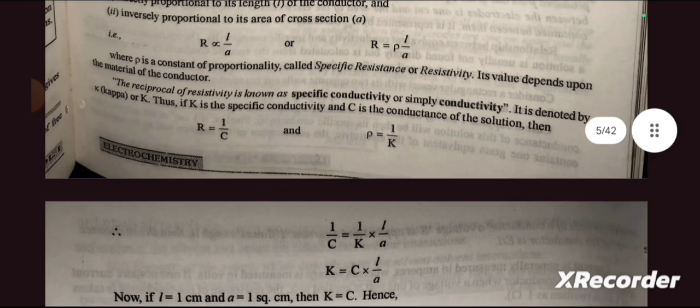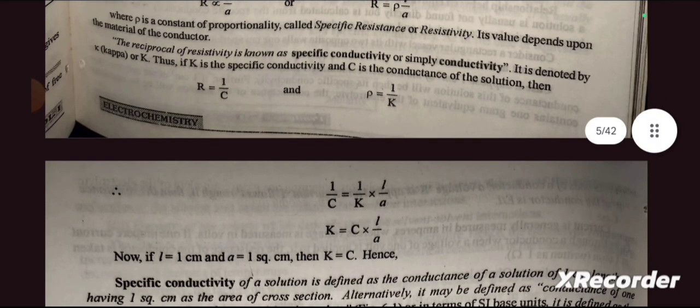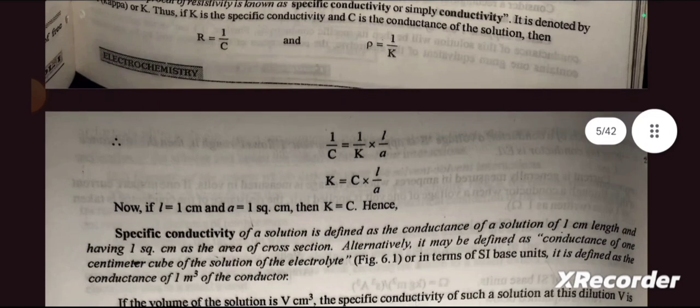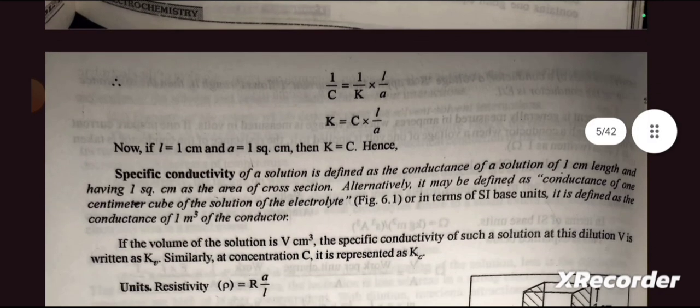Its value depends upon the material of the conductor. The reciprocal of resistivity is also known as specific conductivity or simply conductivity. It is denoted by kappa, κ. Thus, if κ is the specific conductivity and C is the conductance of the solution, then R is equal to 1 by C and resistivity is equal to 1 by kappa. 1 by C is equal to 1 by κ into L by A, so κ is equal to C into L by A.